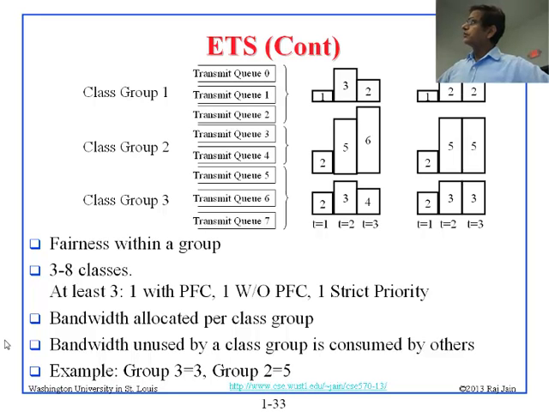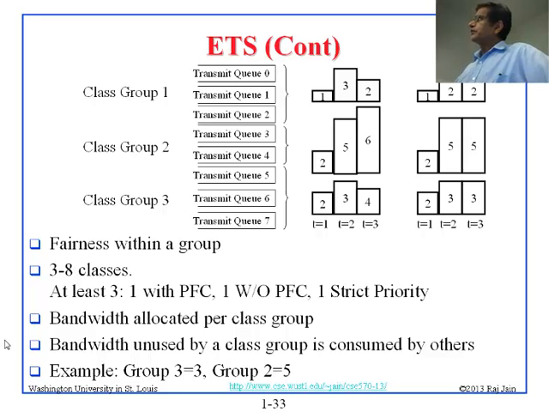So they would have 3 groups. This one will have strict priority. This one will have the one with PFC, without PFC, whatever. But basically, you can make as many classes as you want. This is just a sample. And bandwidth is allocated per class group, and bandwidth unused by a group is used by others.